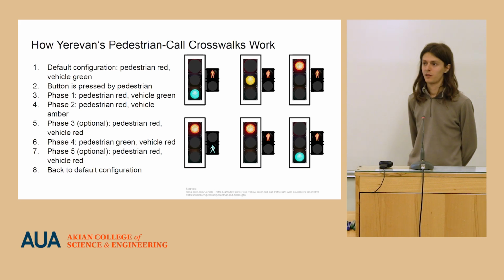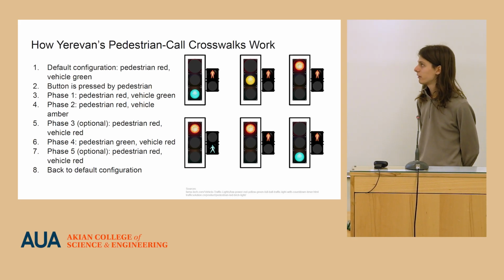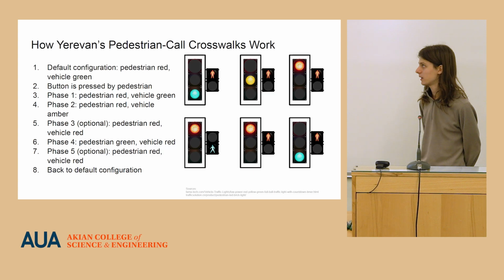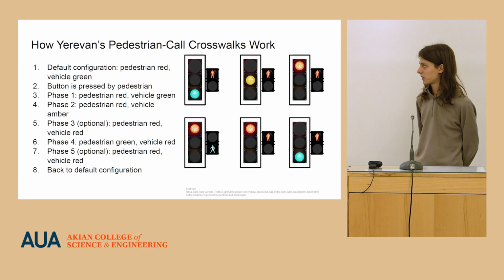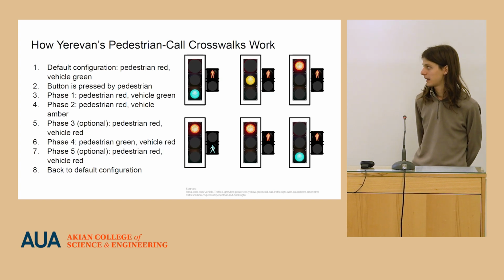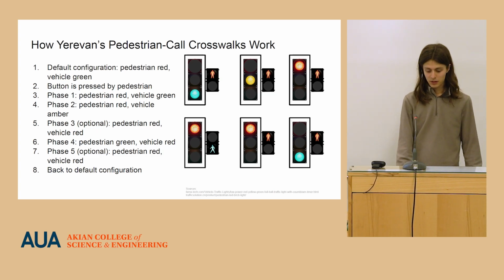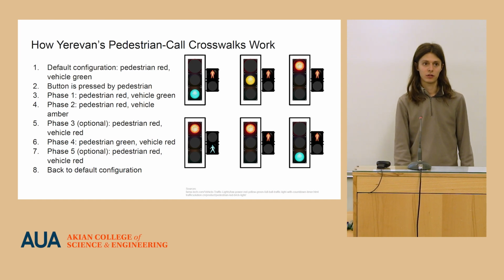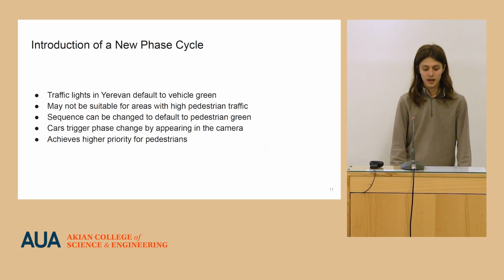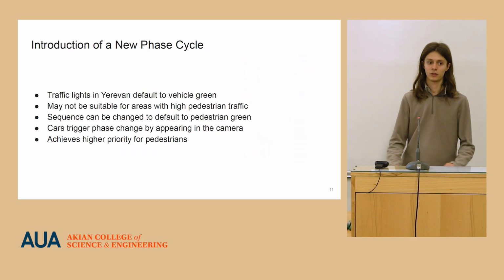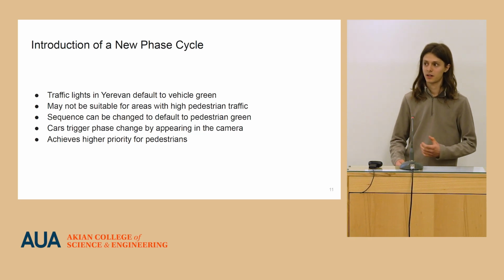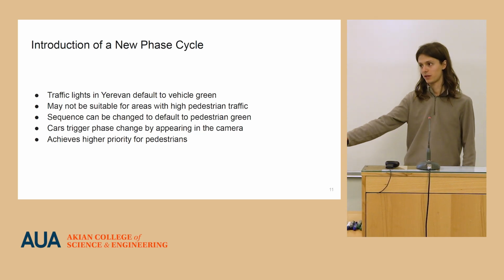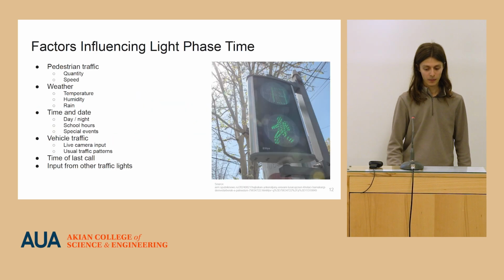So to overview how Yerevan's pedestrian crossings work right now, we have the default configuration, which is pedestrian red and vehicle green. Then for vehicles it will go to amber, and then it will go to red, then pedestrian will get green, and then it will go again to the default mode. So a device like this will allow for the addition of a new mode that is currently not present in Yerevan, and that is a pedestrian default mode, meaning instead of the traffic light being red for pedestrians, green for cars at the start, it will be red for cars, green for pedestrians, and cars will activate it by approaching the traffic light and being visible to the camera.